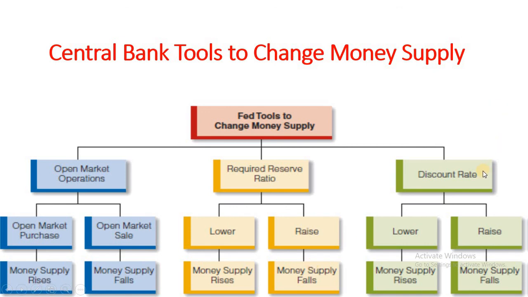Finally, discount rate. A lower discount rate helps to increase money supply. On the other hand, a higher discount rate helps to decrease money supply.